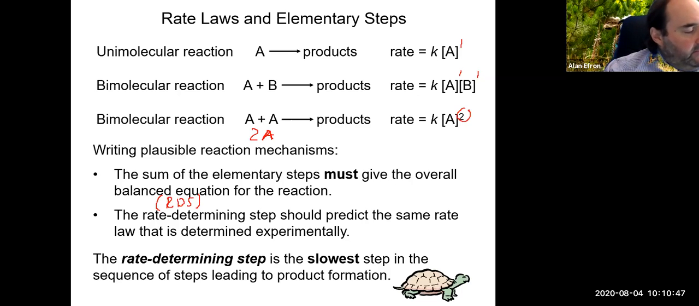It's like when you're at the supermarket in the 10 items or less line, and somebody's got like 500 items. That is your rate determining step. You have to wait for them to get through before you can get through. Even though you have like 2 items, it's going to take as long as that guy takes to get through the line. That's what the rate determining step is, the slowest step in the mechanism. And the rate law that you can write for the slowest step in the mechanism should match the rate law that's been found experimentally.